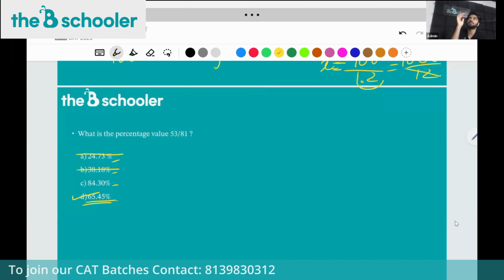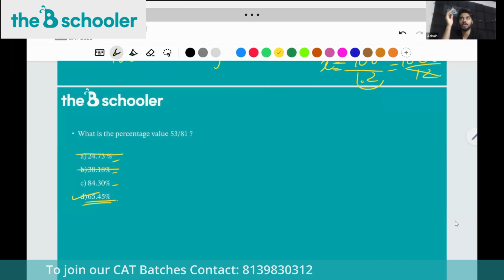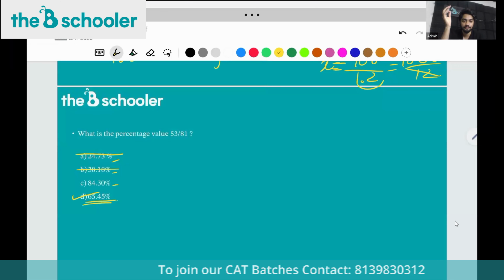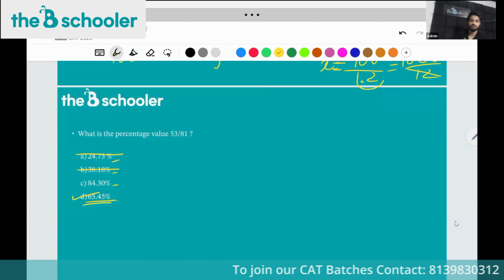So anytime when you're simply sitting, when you're not doing anything, just keep thinking about numbers, keep thinking about random calculations and how we are going to do them mentally. Is that clear? Guys, is this clear? And was this approach much better than calculating 53 by 81, like literally doing 53 by 81?